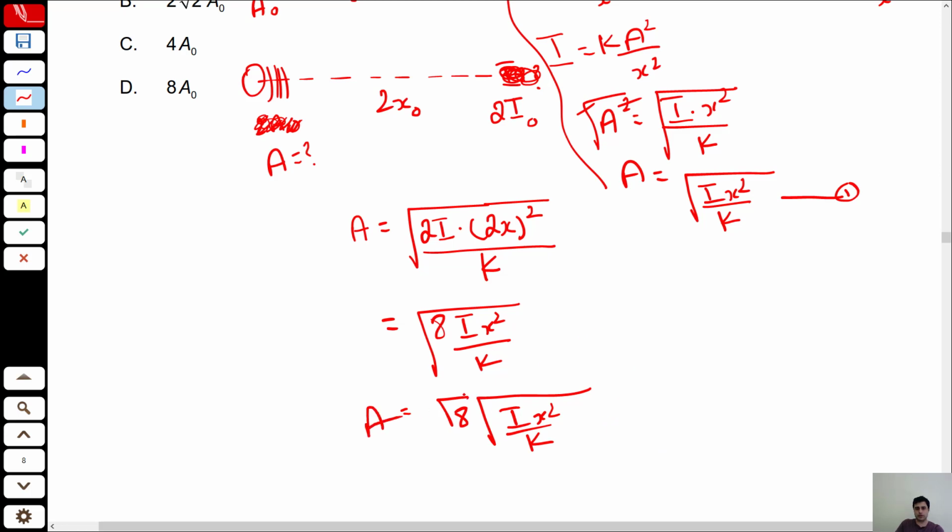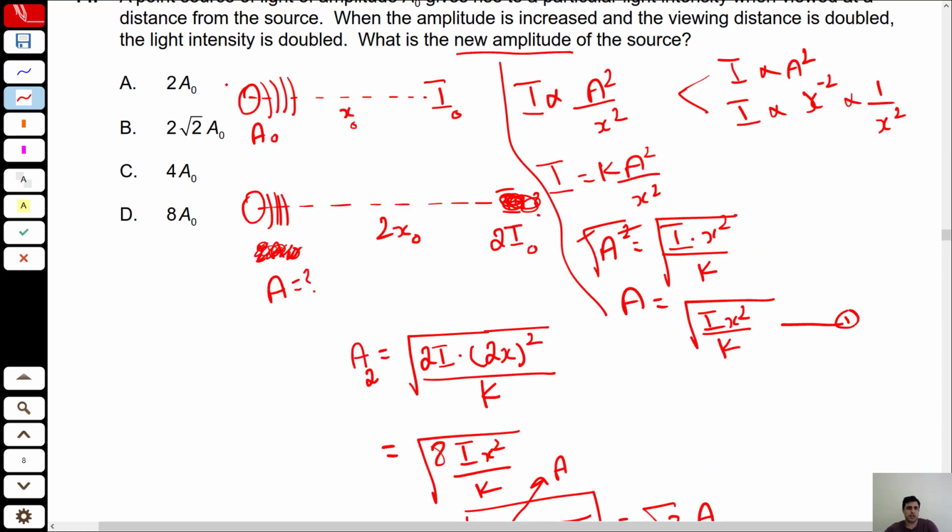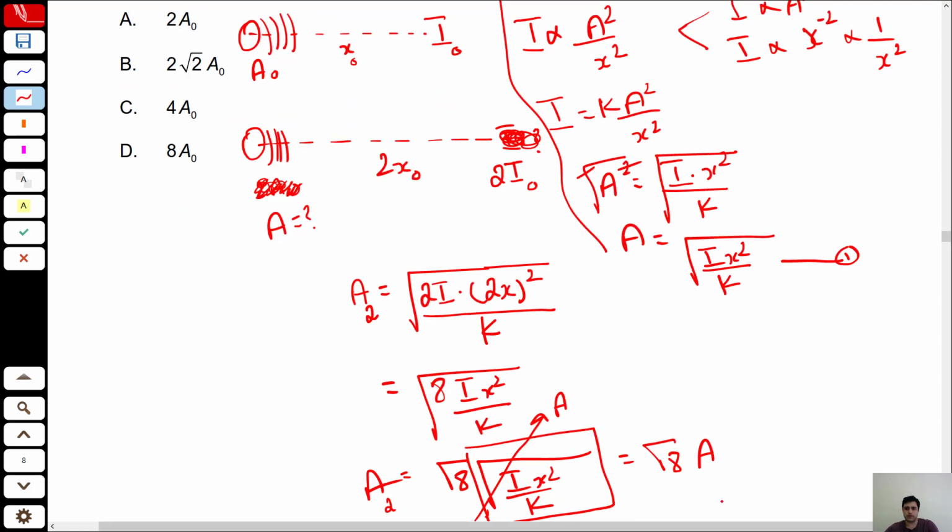Now realize what this is. Call it the new amplitude, A2. The new amplitude is the square root of I x squared over k, and this is actually equal to the original amplitude. So there we have our result. This is equal to the square root of 8 times A. Is there any option that says the new amplitude is square root of 8 times A? There is none. But what we can do is we can further manipulate the square root of 8.